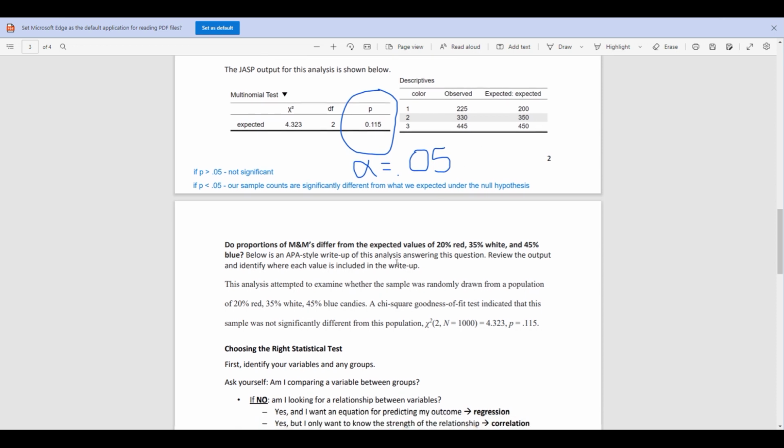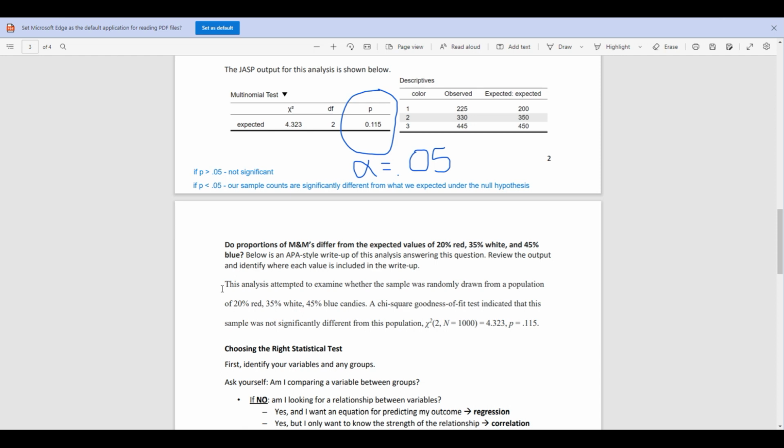So to write that up in APA style, here's our question that we're answering. Do proportions of M&Ms differ from the expected values of 20% red, 35% white, and 45% blue? Below is the APA style write-up of this analysis answering this question. So let's review the output that we have and then identify where each of the values in our APA write-up are coming from in that output. So we start as usual with a statement that helps to orient the reader. What did you do or why are you doing this analysis?